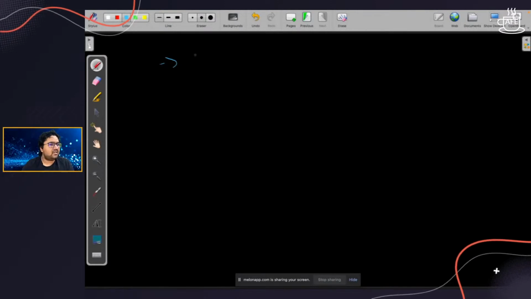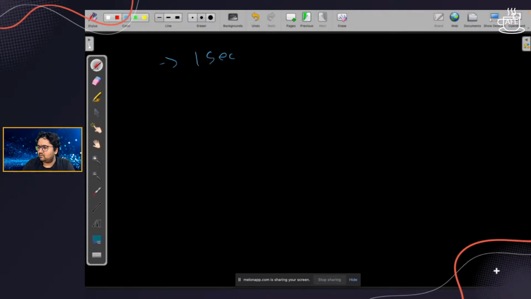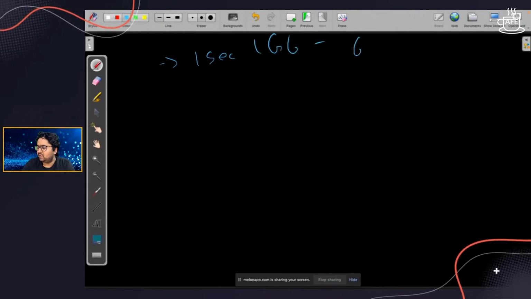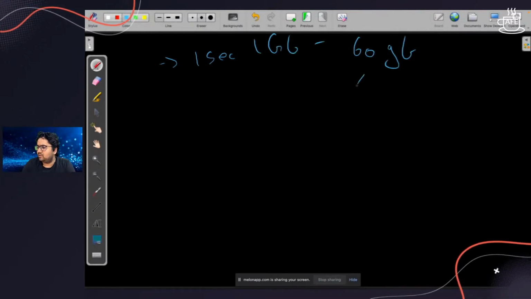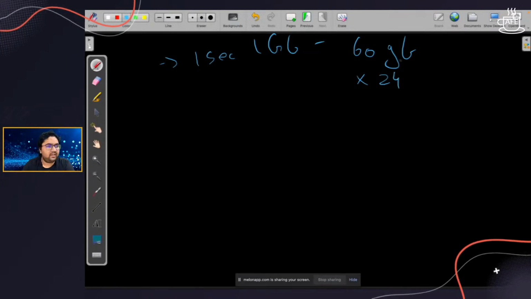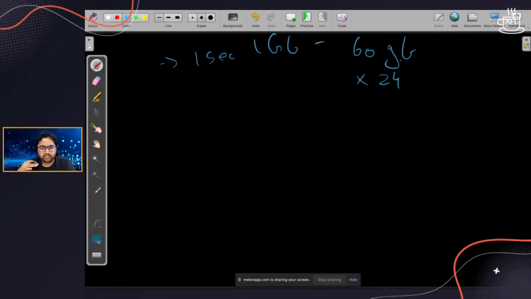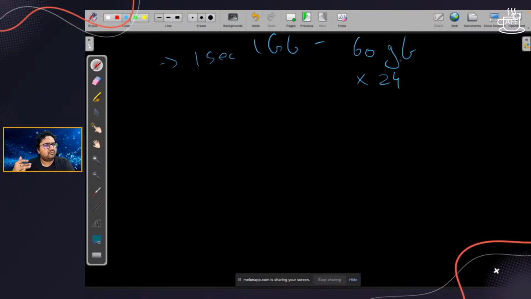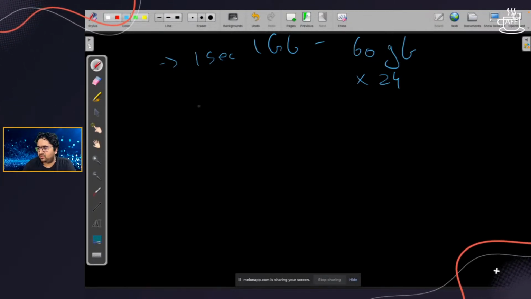So every second it's getting a GB. 1 second, 1 GB. In a minute, it's 60 GB, into 24, right? And this is a very high number. Like, you're talking of petabytes of data generated every day, which is probably not correct. I'm just laying out some thoughts.